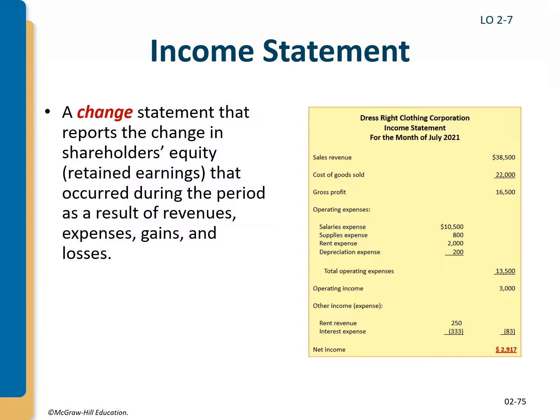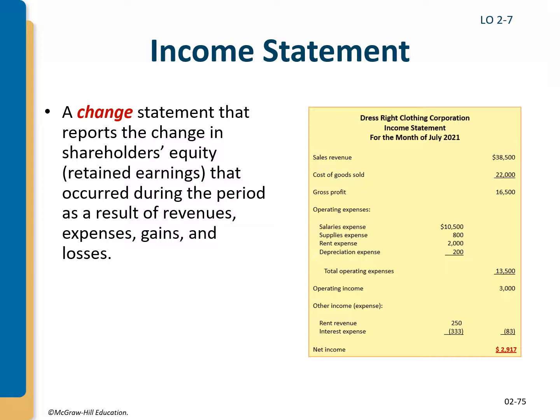Subtract those expenses from the gross profit to get operating income. That's income purely from our operating activities. If there's any other revenues, expenses, gains, or losses, we report them in the other income and expense. Rent revenue is not an operating revenue because our direct operations is selling clothes, not renting, so we list it as other. Interest expense is an expense as a result of financing the company. Has nothing to do with direct operations, so it's always listed as an other income or expense.